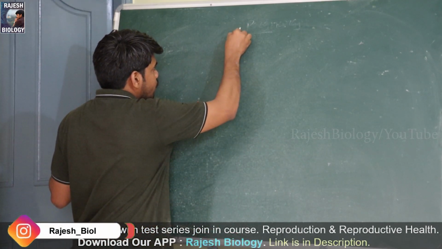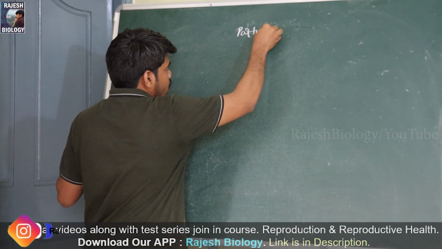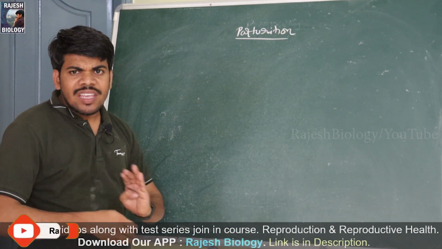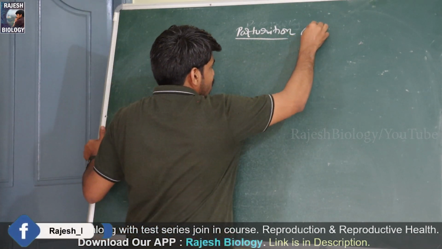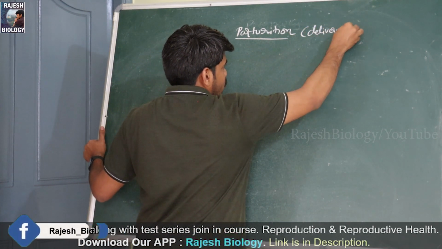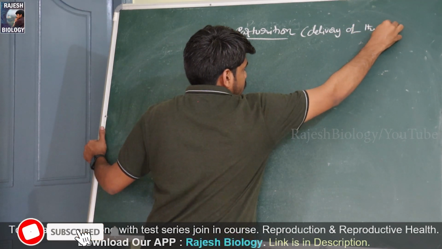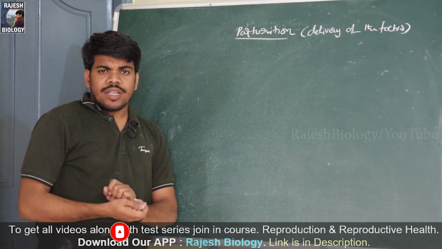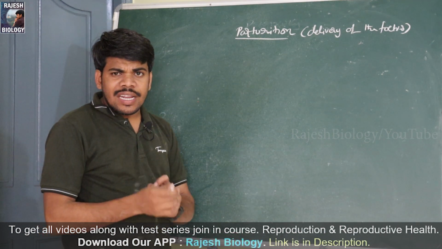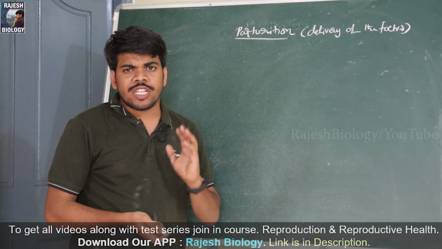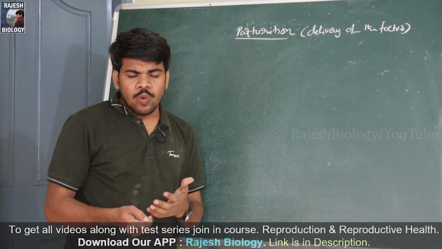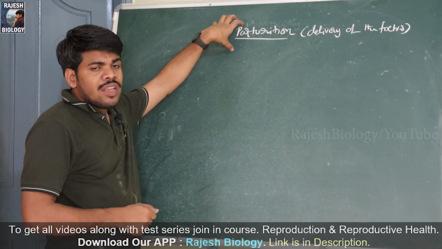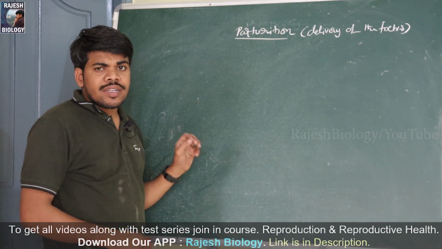Come to the parturition. Parturition means delivery of the fetus. After 9 months of pregnancy, the fully developed fetus sends some signals to the mother's pituitary gland to expel it, to come out from the mother's womb. That process of delivering or expulsion of the fetus is called what?